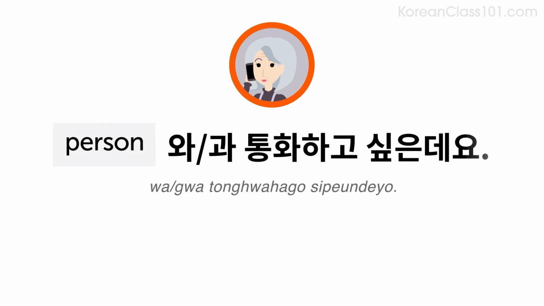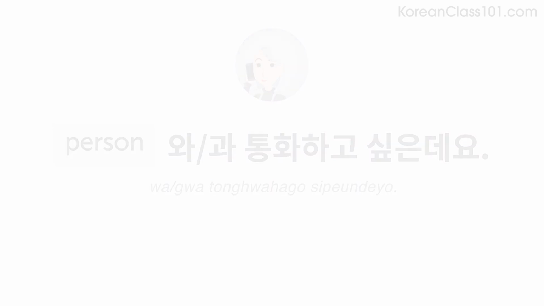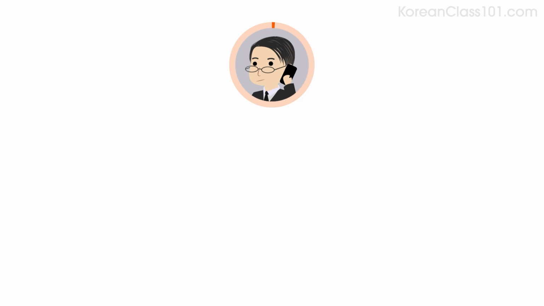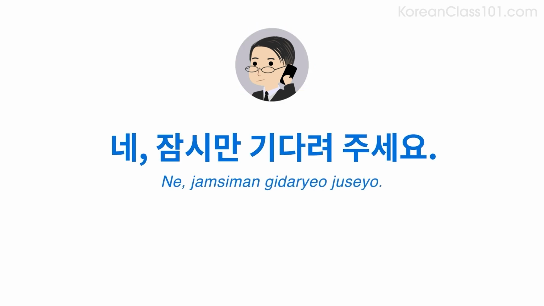Okay, now it's your turn. Do you remember how to say, I'd like to speak with person? Person. 와, 과, 통화하고 싶은데요. And how do you answer it? 네, 잠시만 기다려 주세요. Imagine you want to talk to a sales representative. Do you remember how to say, a sales representative?